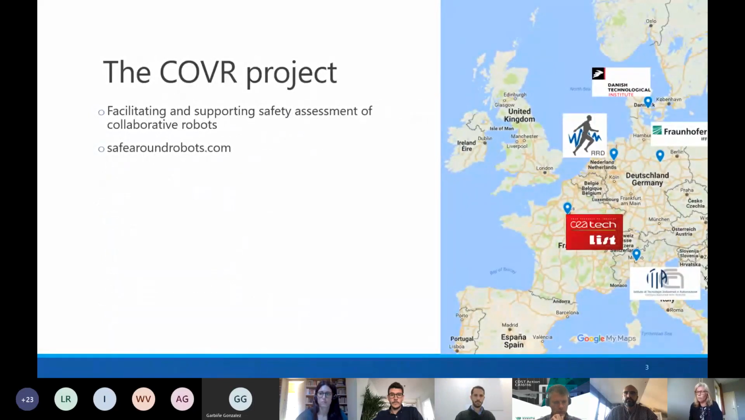So the COVR project is trying to facilitate this process by facilitating and supporting safety assessment of collaborative robots. And like I just said, that's collaborative robots cross-domain. So that is also about manufacturing, logistics, agriculture, all different types of domains, but also healthcare. And it is a project that is led by the Danish Technological Institute from Denmark and has 4 other partners working together with them on the project. So that's Fraunhofer in Germany, IFF department, CEA List from Paris, and there's CNR from Milan, and us from Enschede.